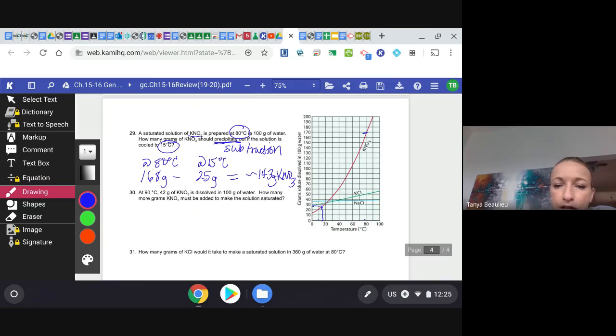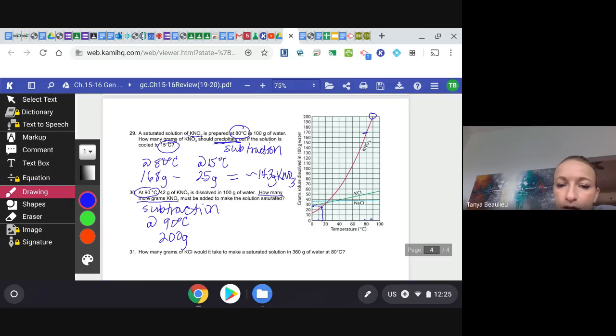For number 30, here our key terms is how many more grams. When you see that, that is also going to be a subtraction problem. Whenever I give you a temperature, you go to the graph. So I go to my graph at 90 degrees Celsius. My substance is KNO3, and I can hold 200 grams. So at 90 Celsius, I can hold 200 grams of potassium nitrate.